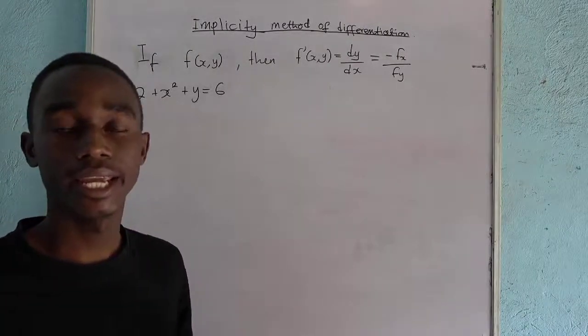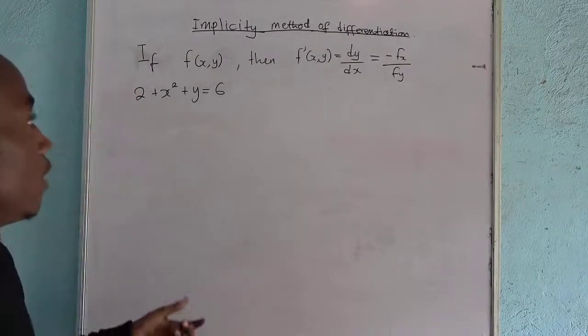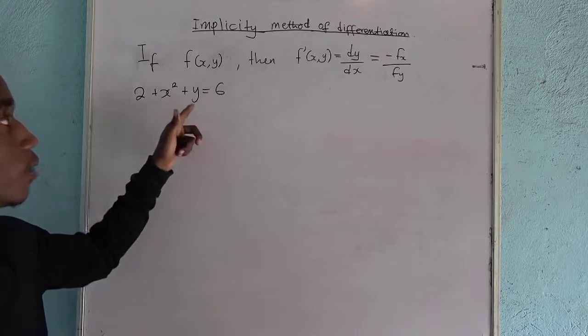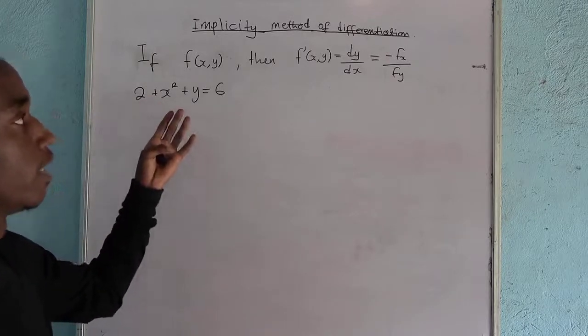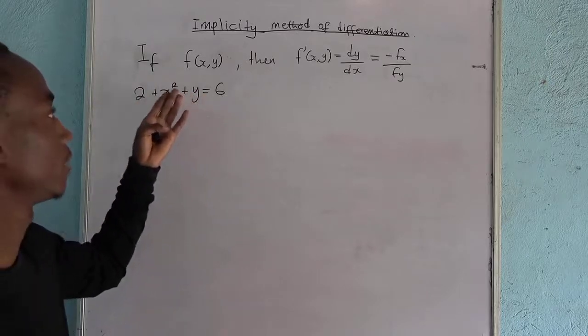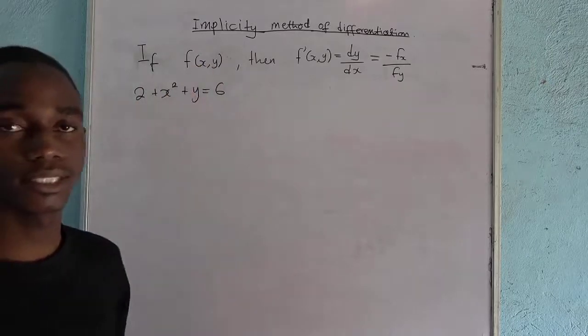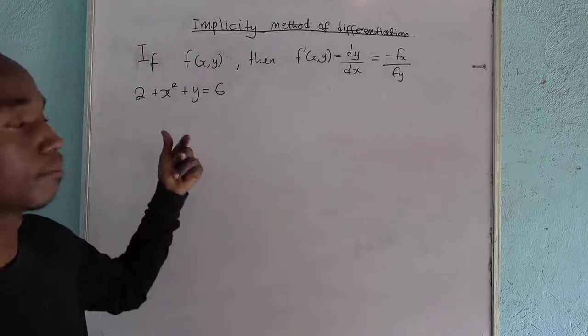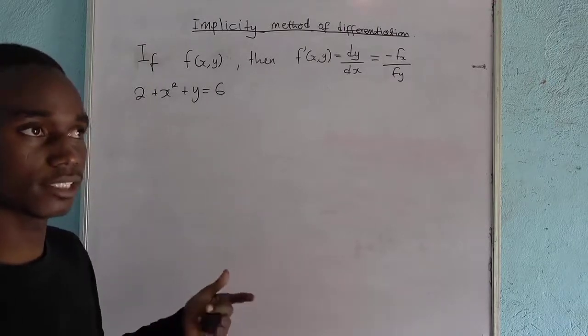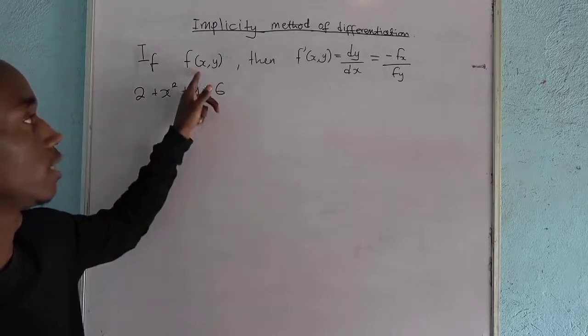So here is another example of a function of both x and y. Then we have to differentiate this function. The method that is applicable here is the implicit method, because we know the implicit method is a method that is used to differentiate functions of multiple variables, x and y like that.